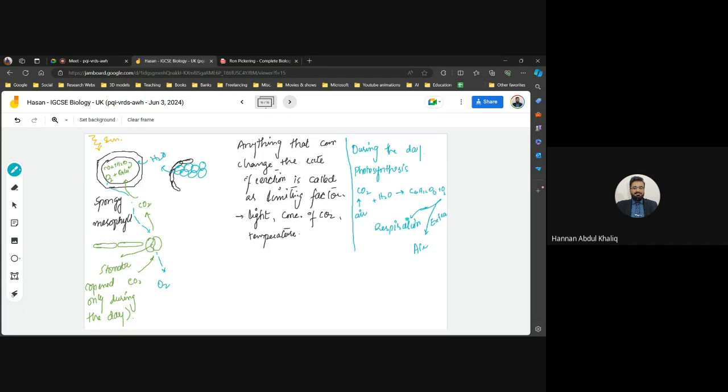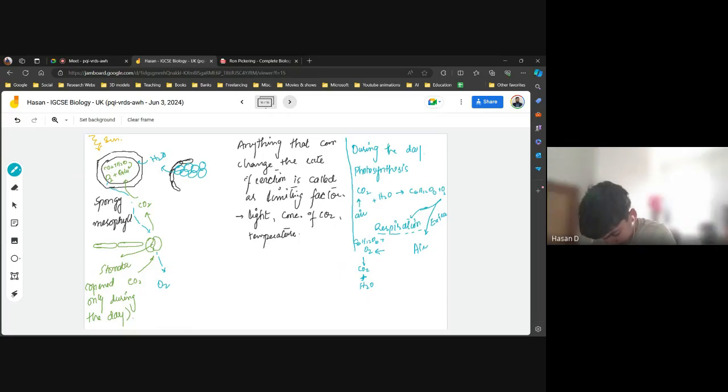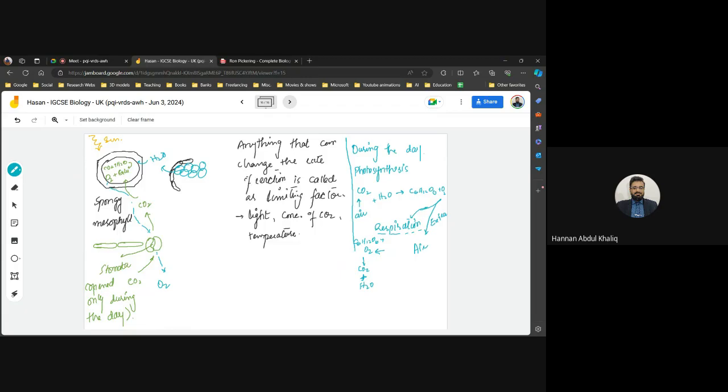What is the process of respiration? The process of respiration is when we break down the glucose using the oxygen into carbon dioxide and water. You can say it is the exact reverse of photosynthesis. You see, we require the oxygen in the process of respiration, and I guess I have already told you that. So during the day, respiration is occurring and photosynthesis is occurring.